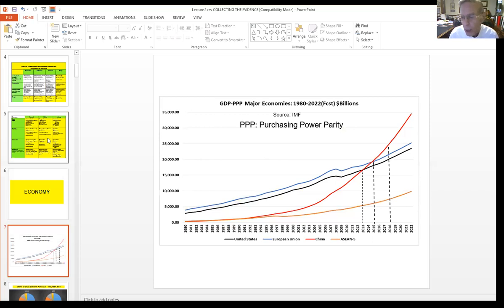turn up, and we expect that the ASEAN group, the Southeast Asian economies, will be the next really rapid market. So again, if you're doing strategic planning, especially long-range planning, then you want to pay attention to the Southeast Asian markets.